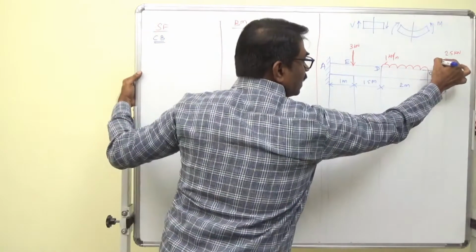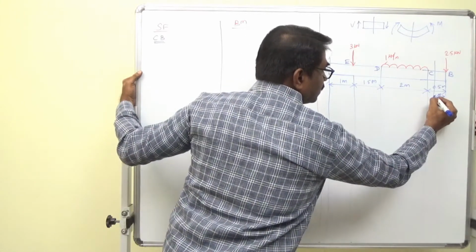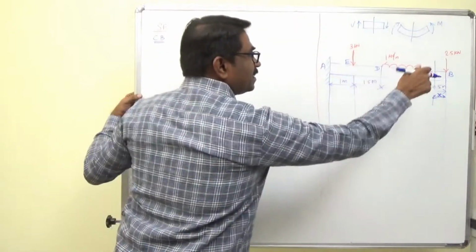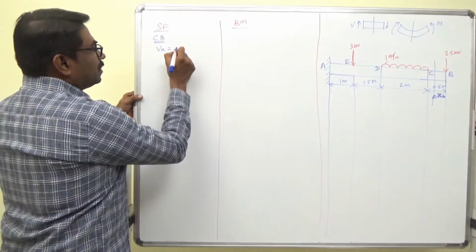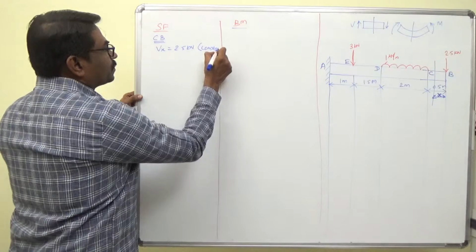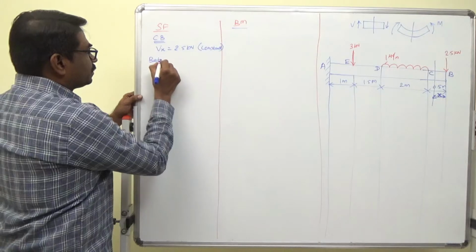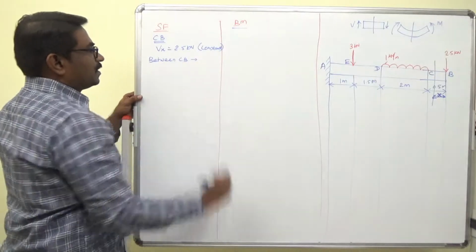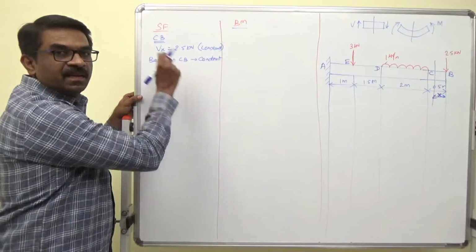So first the segment is CB. I pass a section which is X distance from the free end. To the right, downward is positive. So Vx is 2.5 kilonewton, it is a constant. So between CB the shear force is constant.